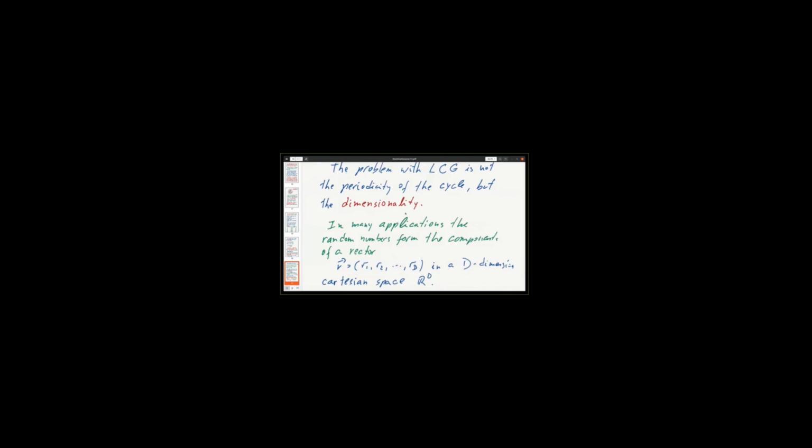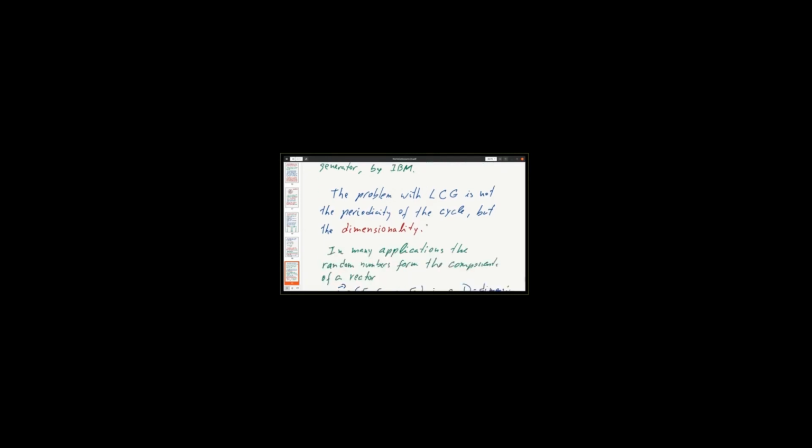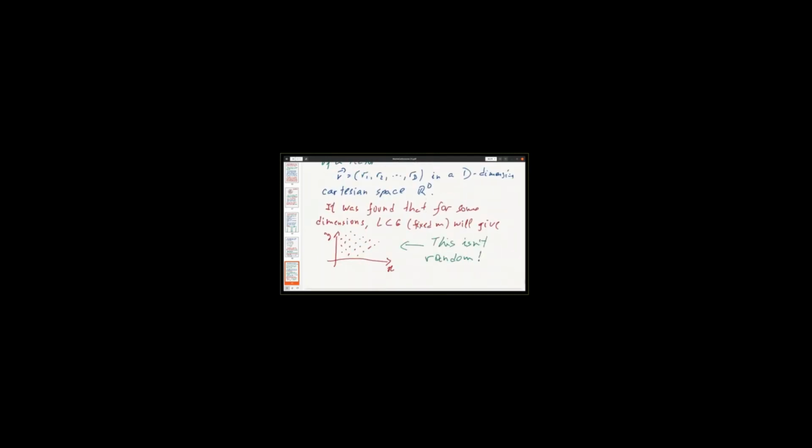What was found not much time ago, studying this generator called RANDU, that was developed by IBM using LCG, was the following problem. When they plot the dots, the vectors, or the position of these vectors in a space of dimension d, what they get are series of dots like this, and this is not random. So this is far from random.